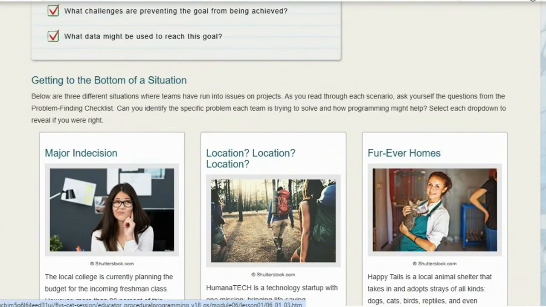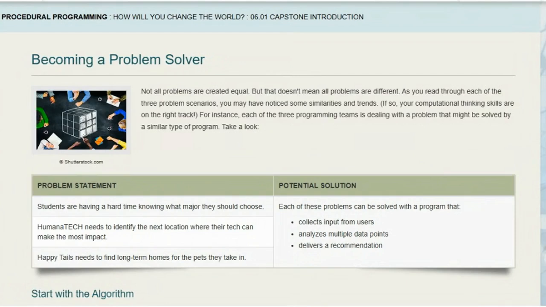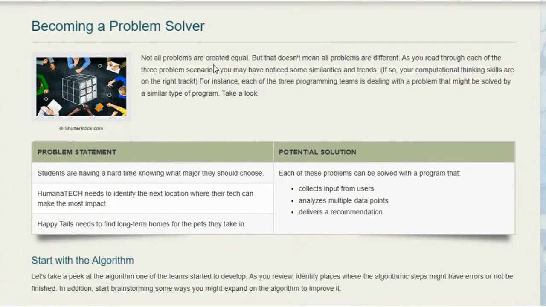Cats, you don't have to do nearly as much active work with. Becoming a problem solver. Not all problems are created equal, but that doesn't mean all problems are different. As you read through each of the three problem scenarios, you may have noticed some similarities and some trends. If so, your computational thinking skills are right on track.